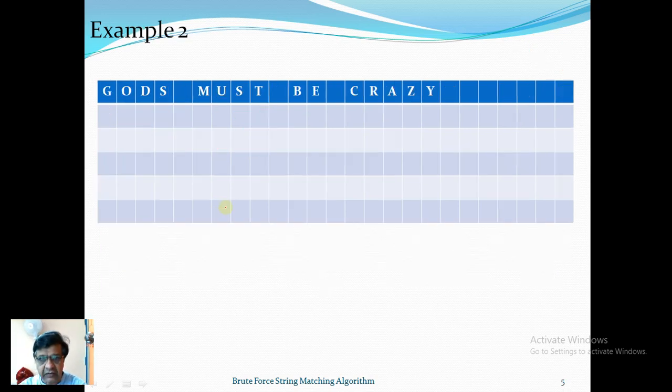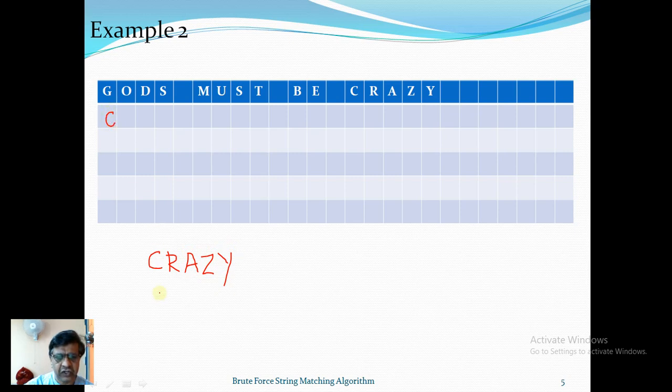We'll take yet another example. We are searching for "crazy" in "gods must be crazy". Crazy, C-R-A-Z-Y, is the pattern. When it comes over here, we will just count. It is aligned over here.